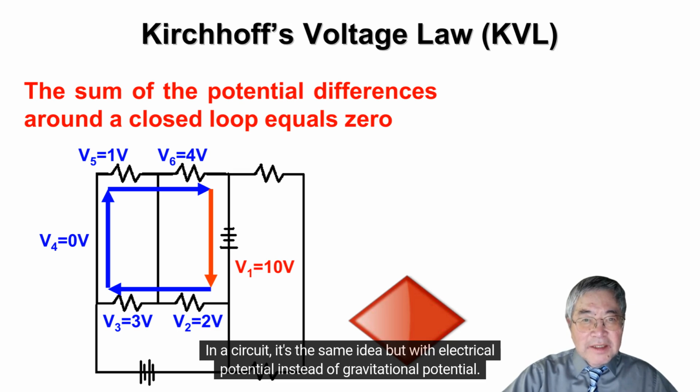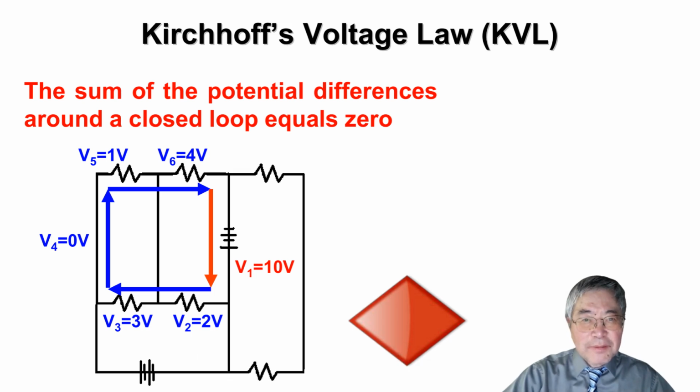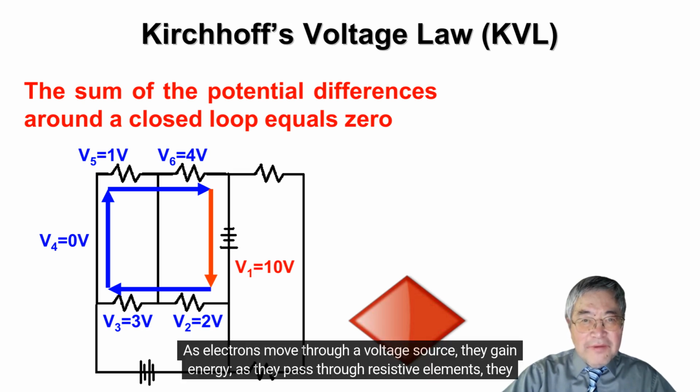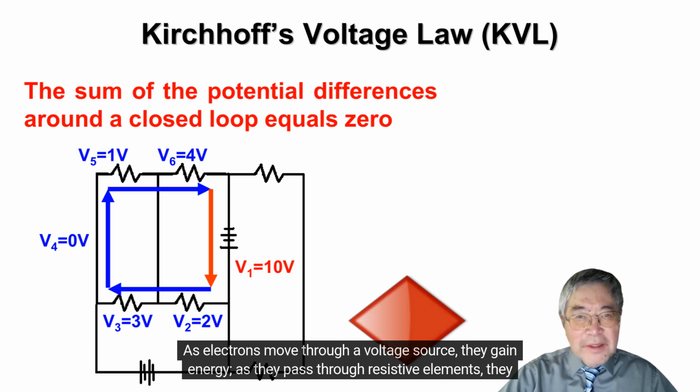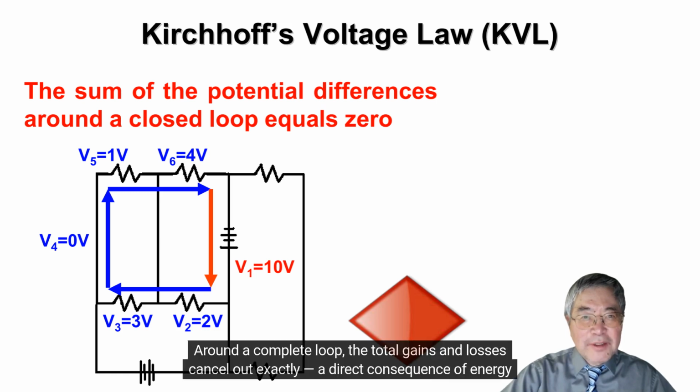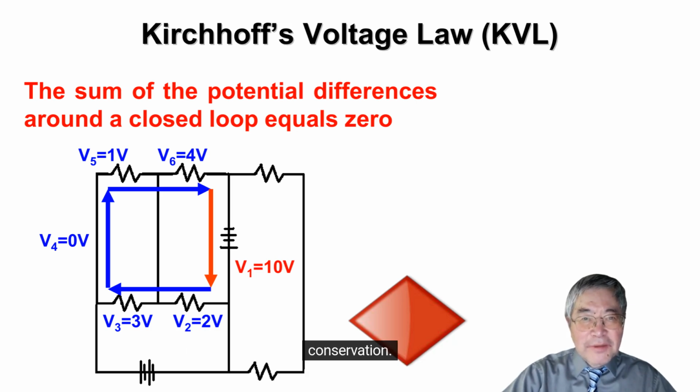In a circuit, it's the same idea but with electrical potential instead of gravitational potential. As electrons move through a voltage source, they gain energy. As they pass through resistive elements, they lose energy. Around a complete loop, the total gains and losses cancel out exactly, a direct consequence of energy conservation.